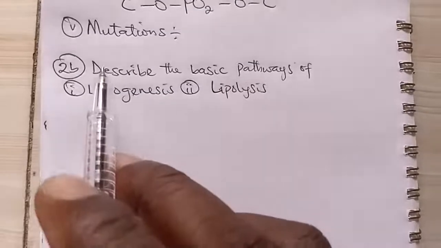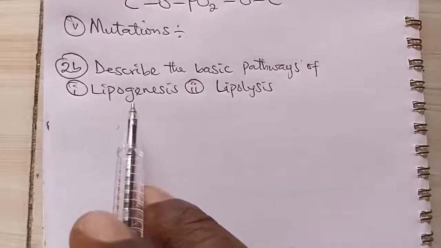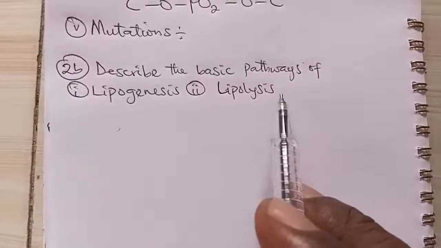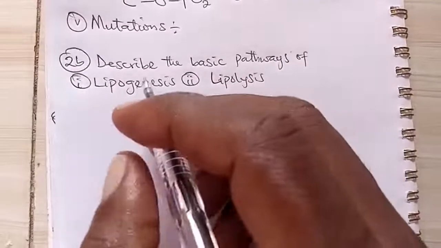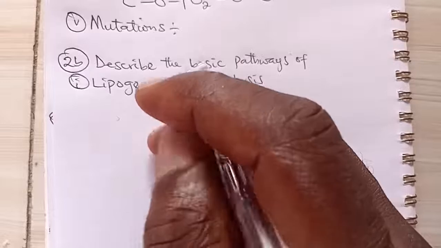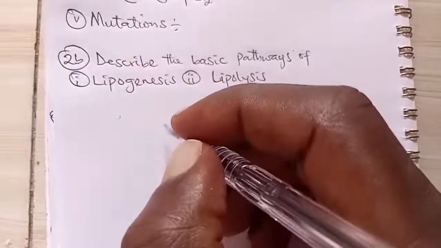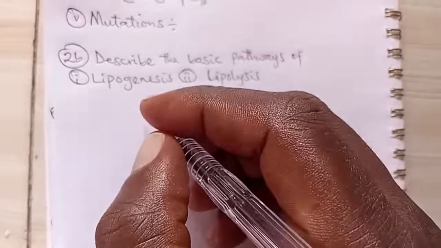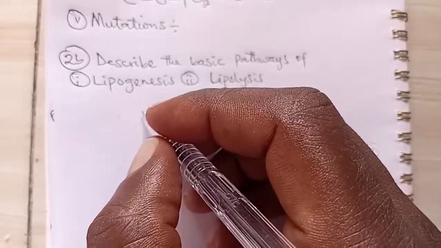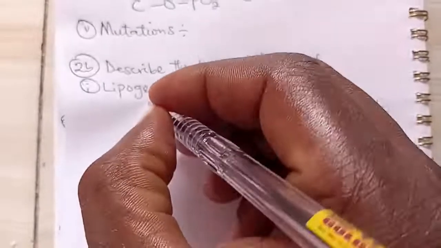The next question says, describe the basic pathways of 1. lipogenesis, 2. lipolysis. Let's begin with the first one, lipogenesis. Lipogenesis involves the esterification of free fatty acid with a trihydric alcohol, activated in the form of acyl-CoA and glycerol 3-phosphate respectively. Now the pathway goes this way.